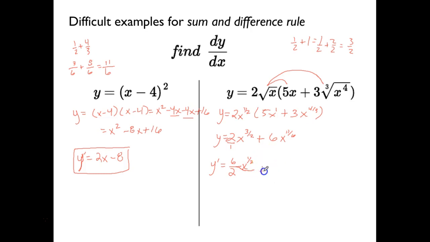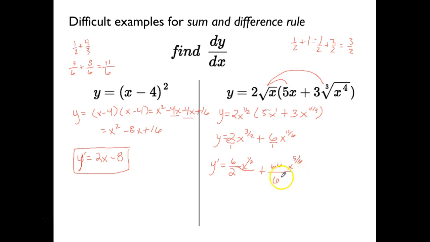Okay, plus, I need to bring this over here. 6 times, and then here you put it over 1. So 6 times 11 is going to be 66 over 6 times 1 is going to be 6. Then x to the, we subtract 1. That means 11 minus 6 is going to be 5 over 6.